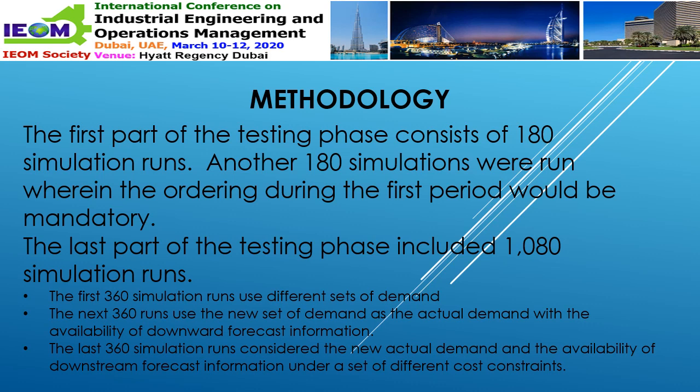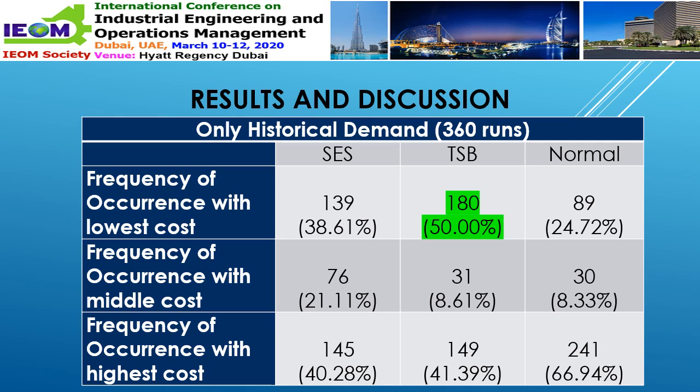Another 180 simulation runs wherein the ordering during the first period would be mandatory. The last part of the testing phase includes 1,080 simulation runs. So all in all, we have 1,440 runs. So for the results and discussions, you will find that the TSB showed best with 50% of the time for the frequency of occurrence with the lowest cost.